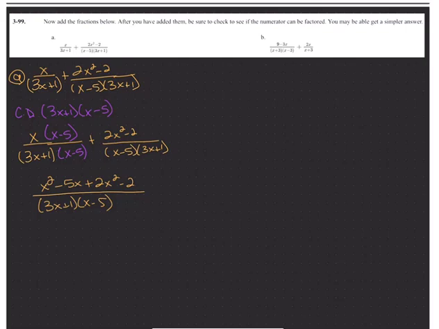So now we're going to combine like terms. So I'm going to look through how many x squareds do I have? Well, I got 1 here and I got 2 here. So I have 3x squared. How many x's do I have? I got negative 5 and no other ones. So negative 5x. And I have a negative 2 for my constant term. And that's over my 3x plus 1, x minus 5.